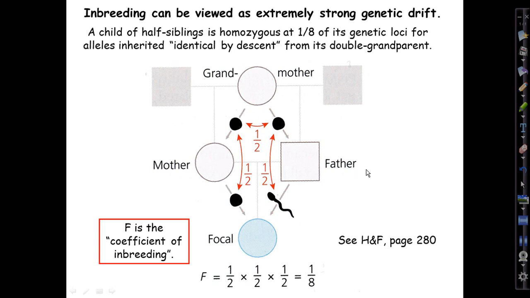For half-siblings, they have one grandparent that is twice their grandparent, and then two other grandparents that are once their grandparent only.